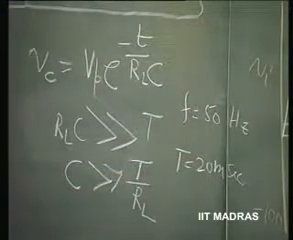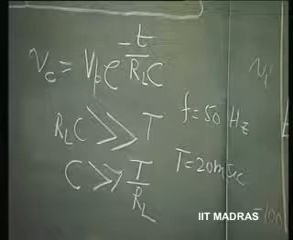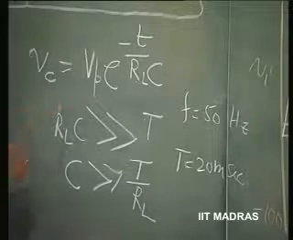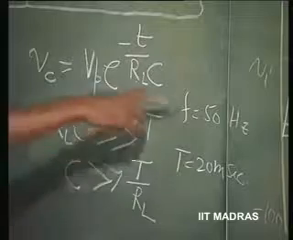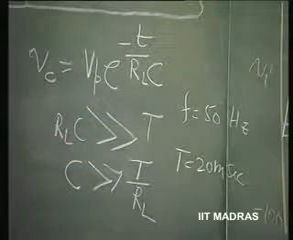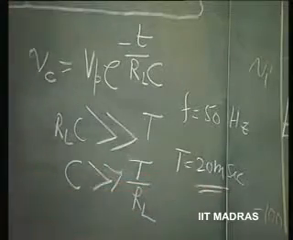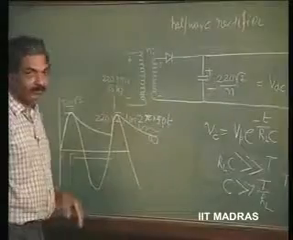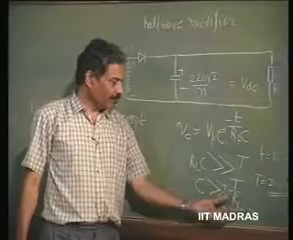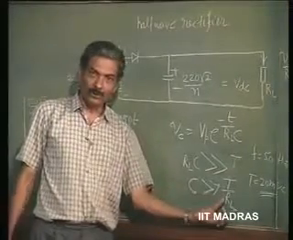So, 1 by f is equal to T. So, we get this as 1 by 50 seconds, or 20 milliseconds. So, we know the value of T in the case of a 50 hertz waveform. So, we can find out for a given load, this we know.